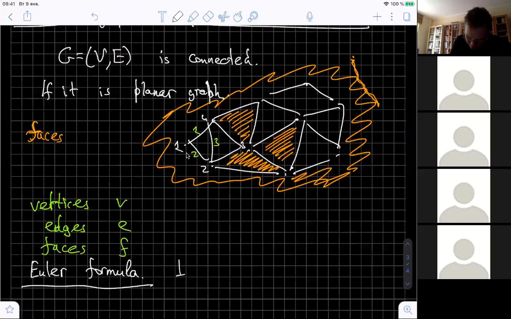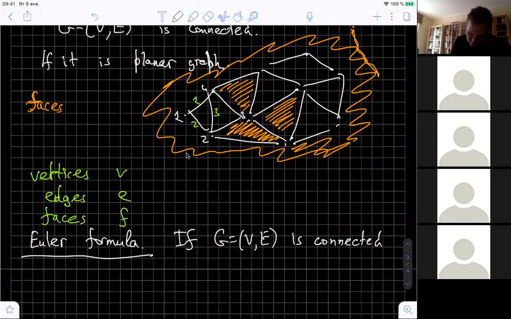So if G is connected and planar, then v minus e plus f is always equal to 2.